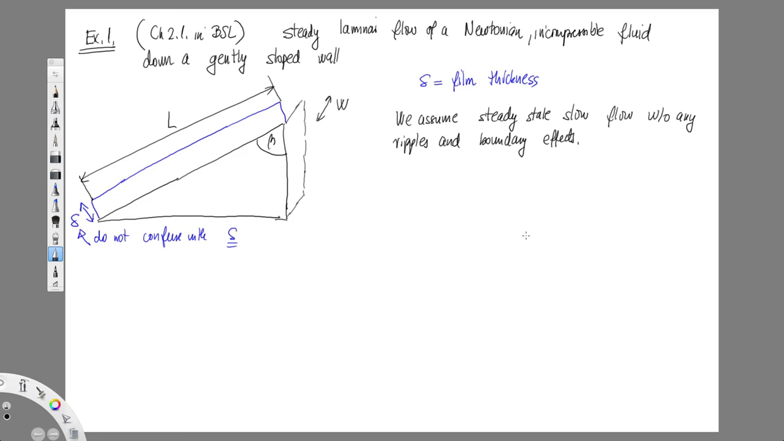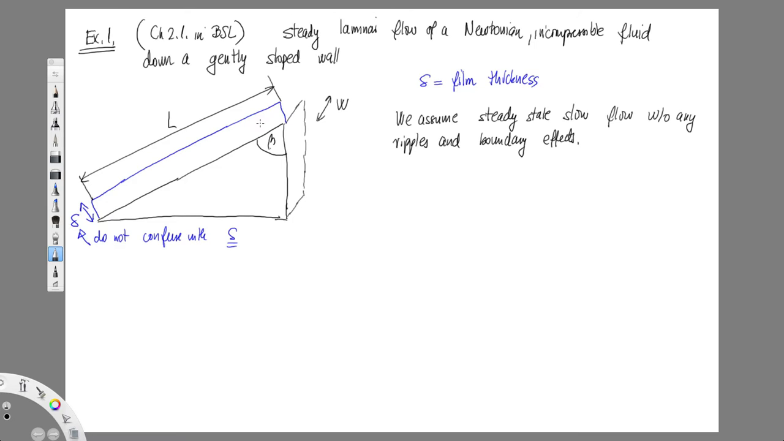So I exaggerated the geometry here. I have delta, which is the film thickness. I have beta, which is the angle that defines the slope. And my slope is long, it has length L and width W.